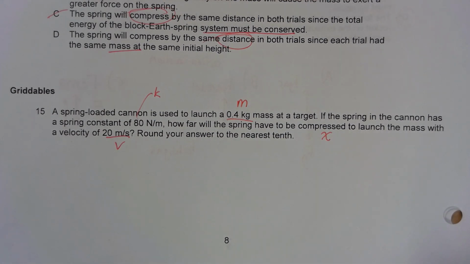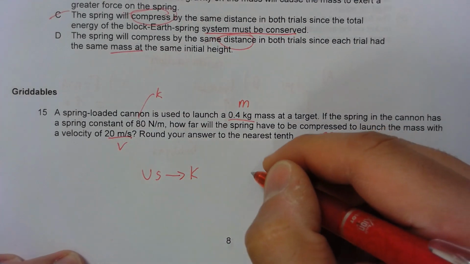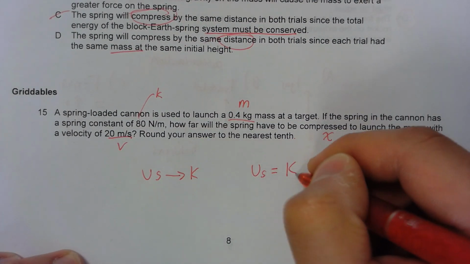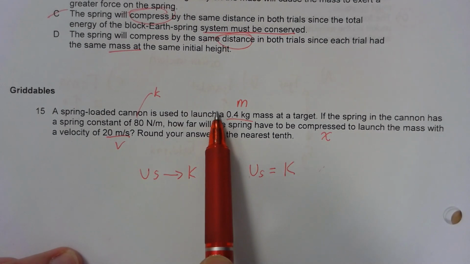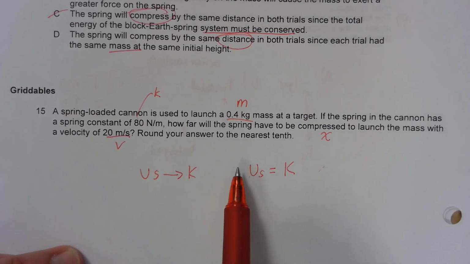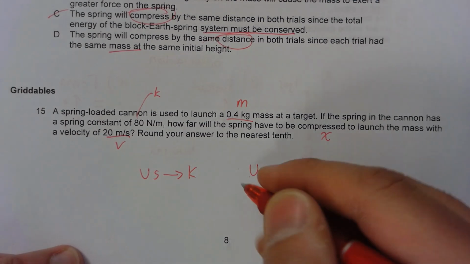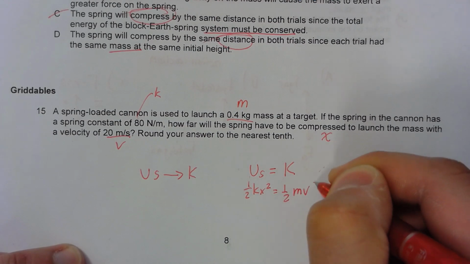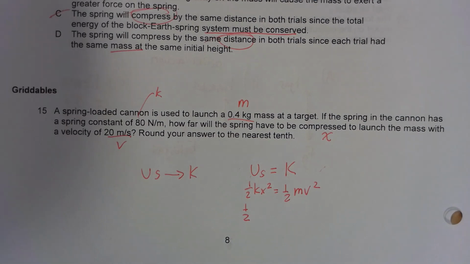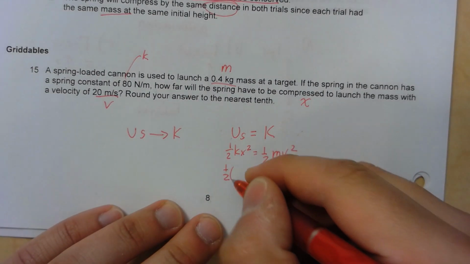Okay. So we are taking US and we're turning it into K. So I'm going to do my conservation of energy. I don't need to worry about UG on either side because we're not talking about height. And the mass is going to start at rest because it's sitting in the cannon. And it's not going to be touching the spring at the end, so there's no US over here, so I can skip a bunch of steps. So I'll write my two equations, and now we just plug in and solve.